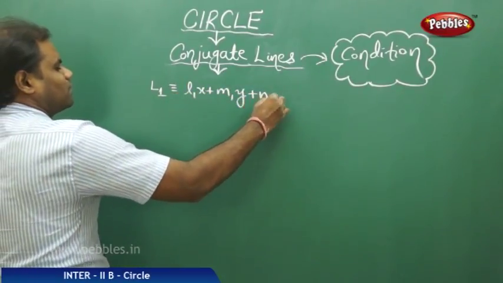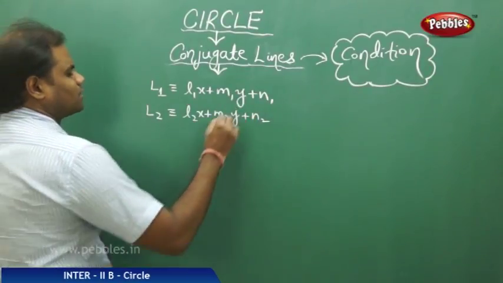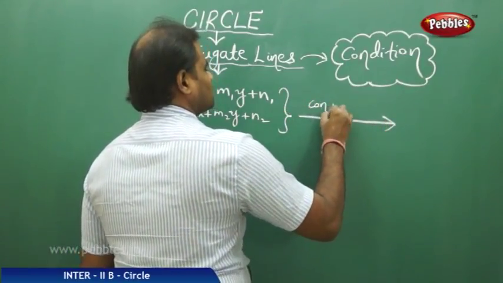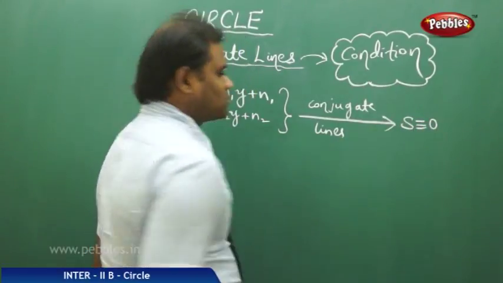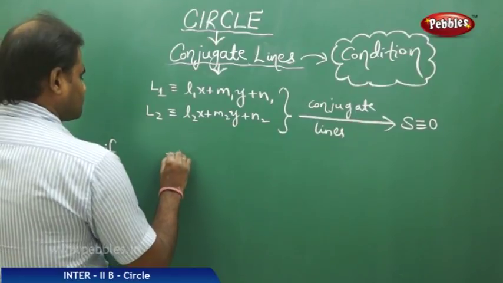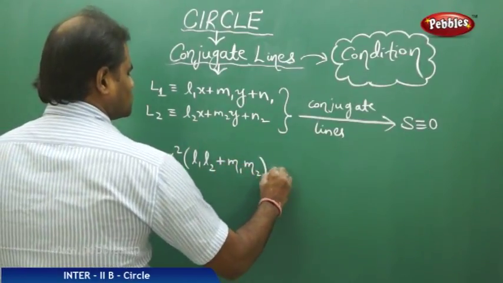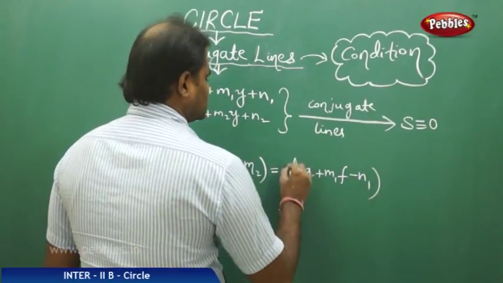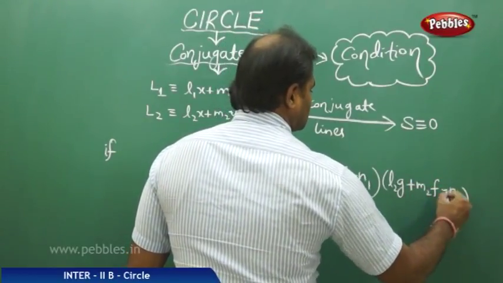L1x + M1y + N1 and L2x + M2y + N2 are the two lines, then these two lines are said to be conjugate lines with respect to the circle S = 0 if I have the condition R squared times (L1 L2 + M1 M2) is equal to (L1 G + M1 F − N1) (L2 G + M2 F − N2).